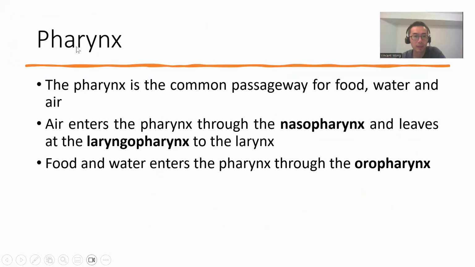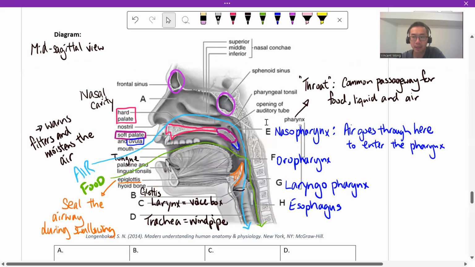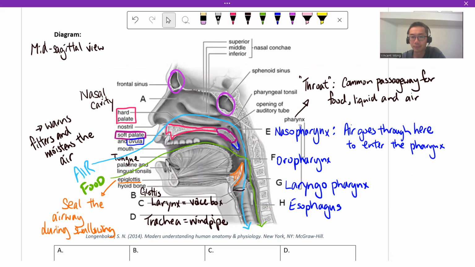Okay, so another word about pharynx. Once again, it is the common passageway for everything that we swallow and everything that we inhale. Everything passes through the throat. For air, it will enter the pharynx through the nasal pharynx. Nasal pharynx is right here, and then it's going to exit through the laryngopharynx, which is right here.